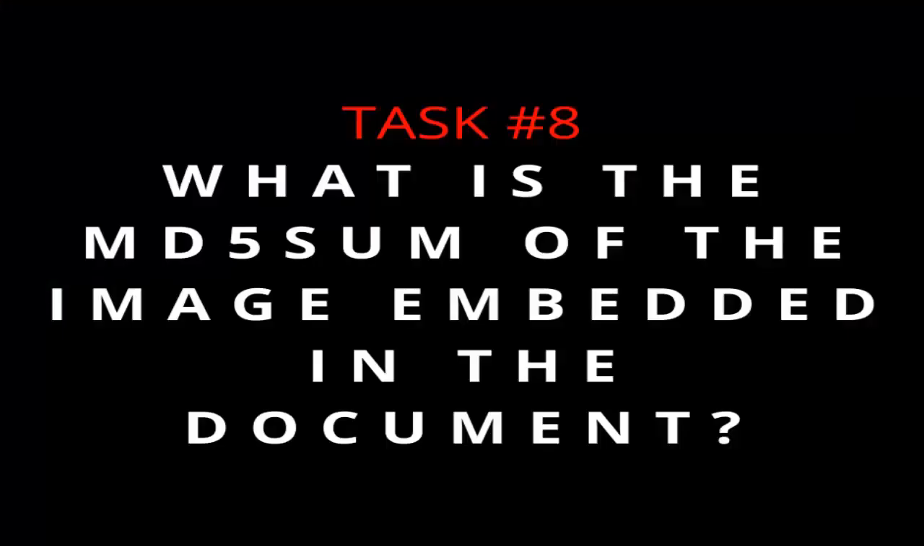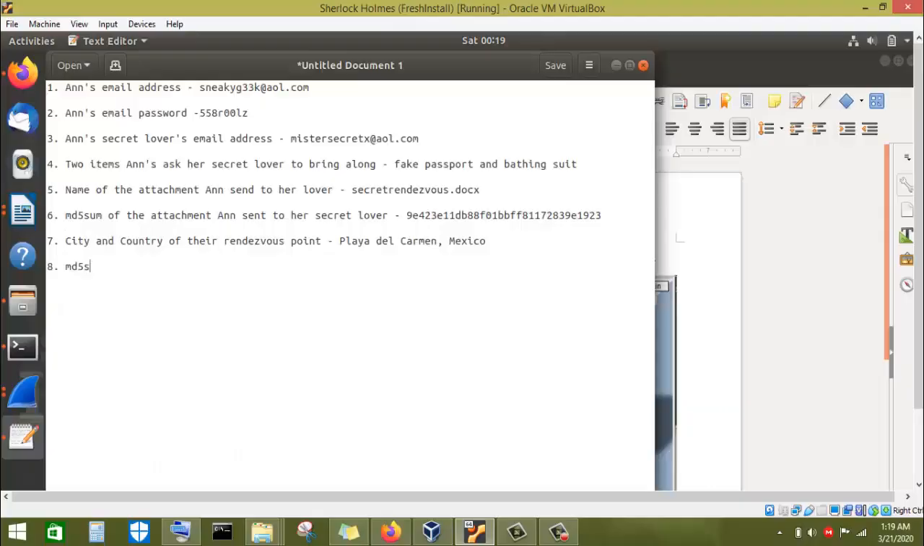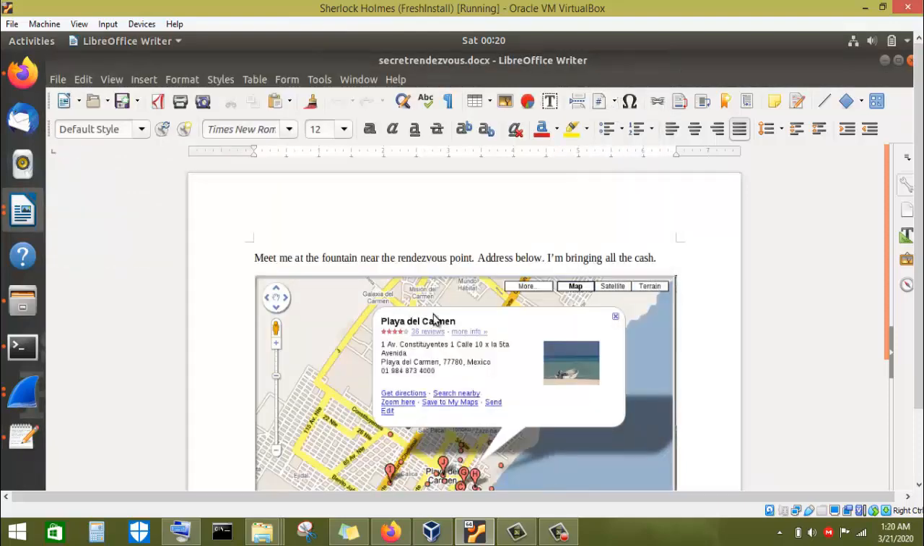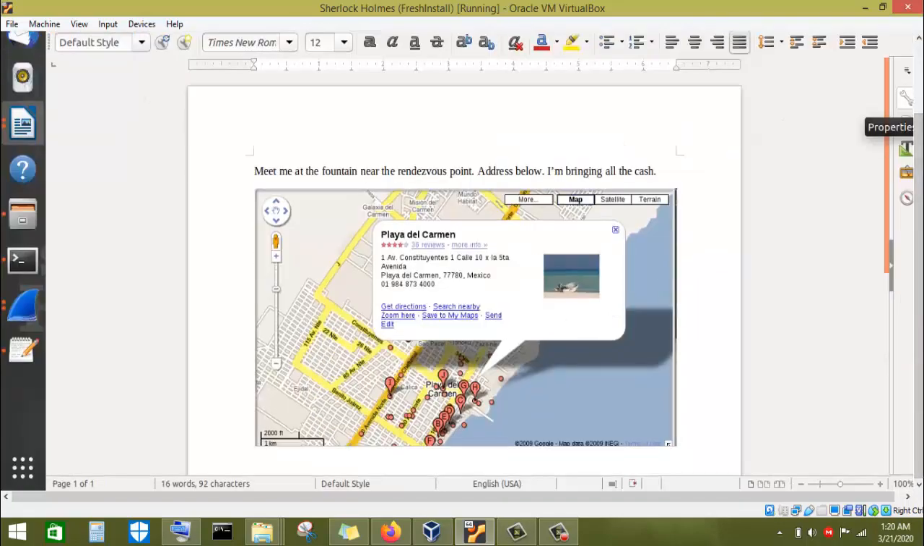All right, task number 8 is asking for the MD5 sum of the image attached with the document and sent to her lover. So we need to find the MD5 sum of the image. Go to the content, and this is the image. There's an image attached to this particular document. How can we find the MD5 sum of this image?